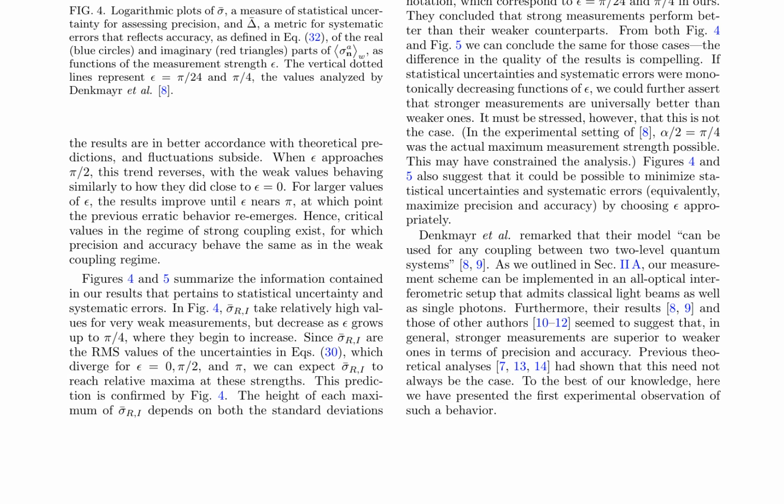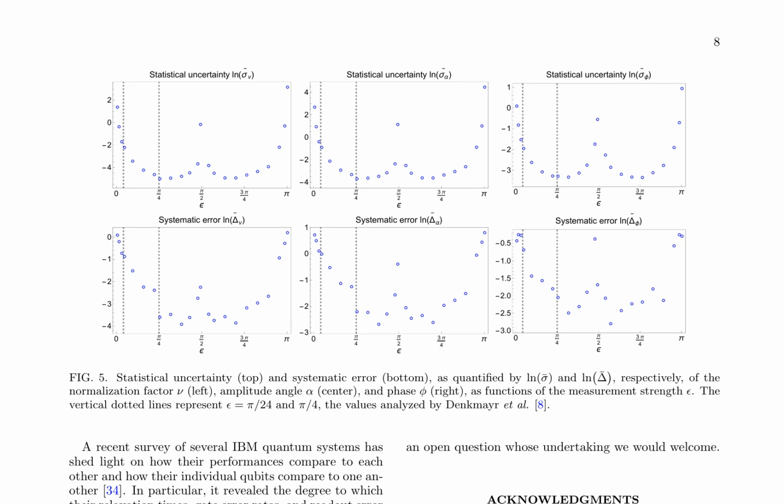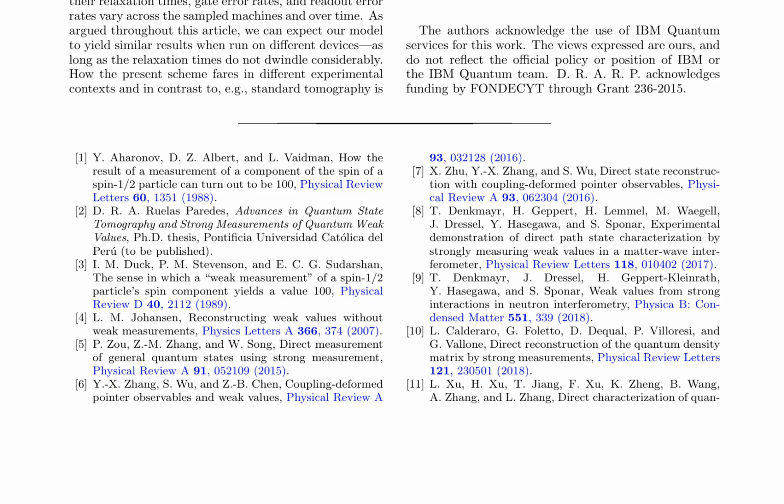This work extends previous research by Denkmayr et al., providing experimental evidence for the non-monotonic behavior of precision and accuracy with measurement strength. The figure presents the statistical uncertainty and systematic error of the normalization factor nu, amplitude angle alpha, and phase phi as functions of the measurement strength E. The top row shows the statistical uncertainty, quantified by sigma, while the bottom row displays the systematic error, quantified by delta. Vertical dotted lines represent E equals pi/24 and pi/4, analyzed by Denkmayr et al. The model's performance in different experimental contexts and its comparison to standard tomography remain open questions.